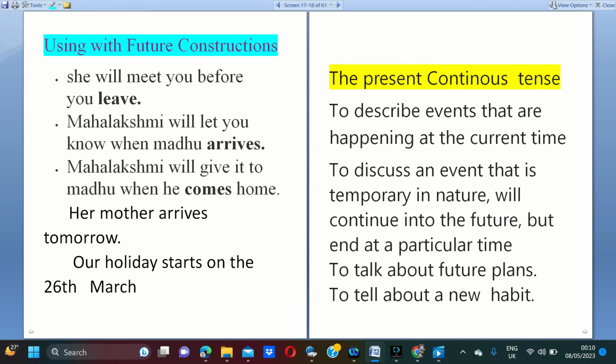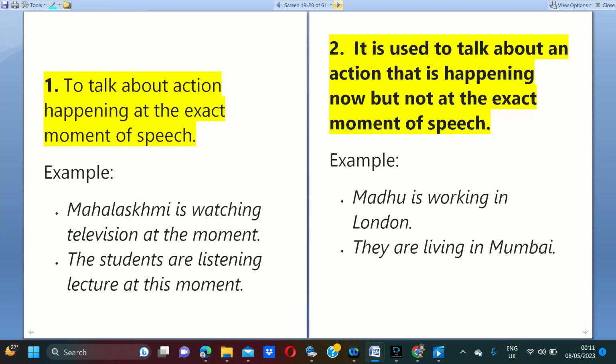We can also speak about future actions. I'm going home tomorrow. This is also a future plan. So we can also talk about future plans by using present continuous tense. Next, we see what are the conditions to use present continuous tense.